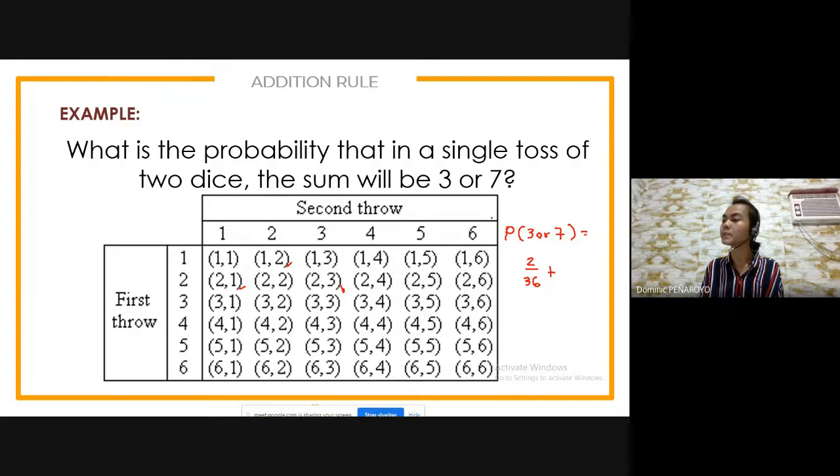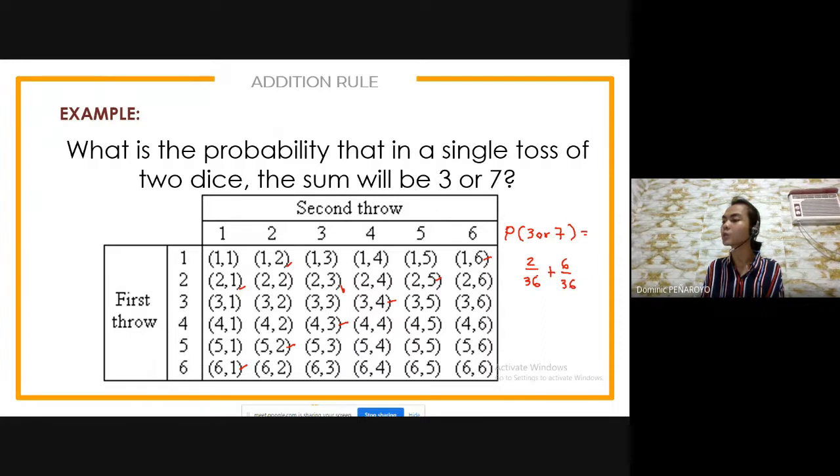the sum will be 7. So hanap tayo ng possible outcomes na sum niya ay 7. So that would be 6 plus 1, isa, 5 plus 2, dalawa, 4 plus 3, tatlo, 3 plus 4, apat, 2 plus 5, lima, 1 plus 6, pang-anim. So, mayroon tayong 6 possible outcomes that the sum will be 7. So, we will have here 6 over 36.